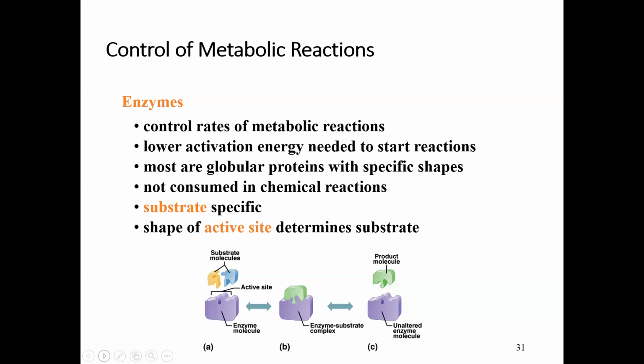So our enzymes can control the rate of metabolic reactions by how rapidly we allow ATPs to get made, how rapidly we're going to break down glucose, or break down sucrose to glucose, or starch to sucrose to glucose, or fats to glucose, or proteins to glucose. Our enzymes are very specific. They are substrate specific.